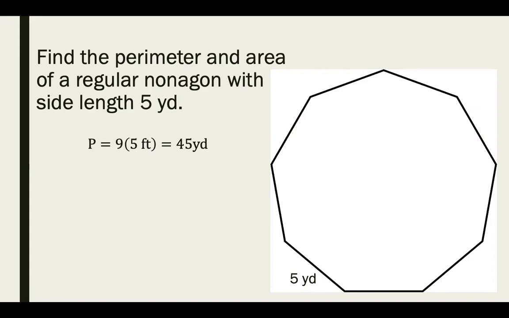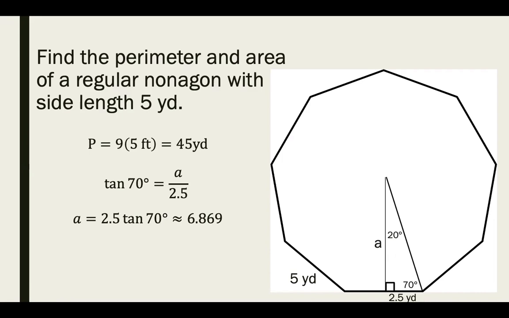All right. Next thing we got to do is find the apothem. Draw the triangle. Find our values for our angles. In this case, it's going to be 20 and 70. How do we know this? 360 divided by 9 is 40. 40 divided by 2 is 20. And then 20 plus 90 plus 70 is 180. This 2.5 is half of 5, which goes here. To find A, we set up our trig function. Tangent of 70 is A over 2.5. Solve for A. Plug into our formula. Get our answer.